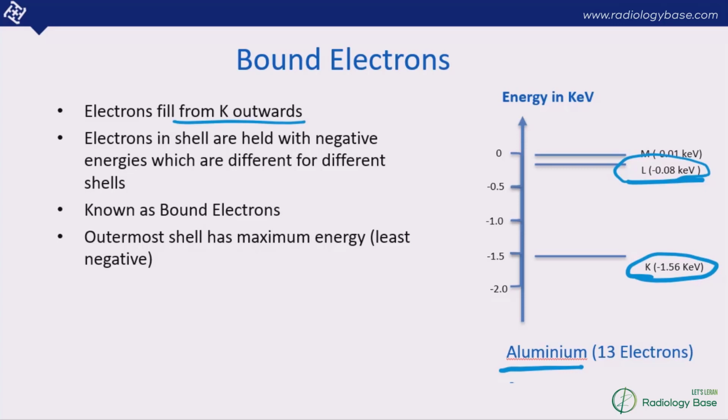So the larger value is this one, as it is closer to zero. Remember that the outermost shell has maximum energy, which is the least negative value. This is a common MCQ which is asked. But remember, if it is the actual energy or the net energy of the electron, the outermost shell is going to show you the maximum energy.